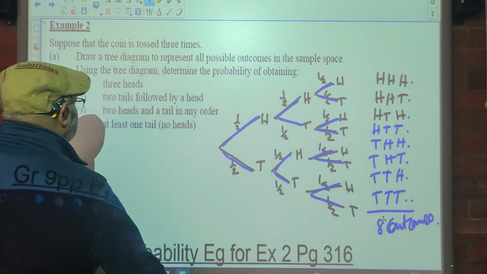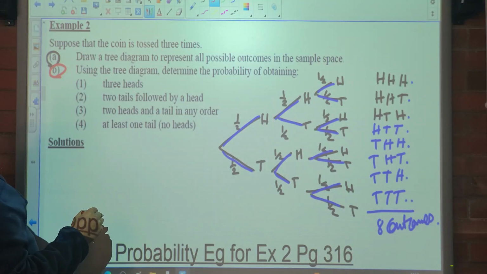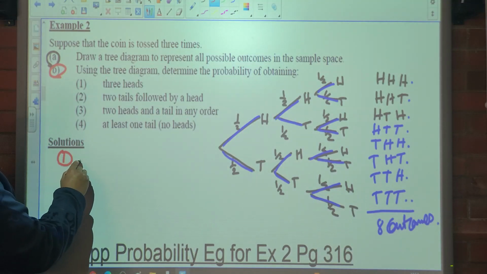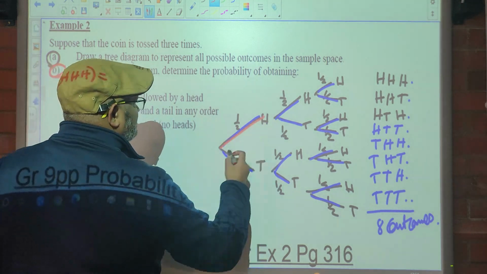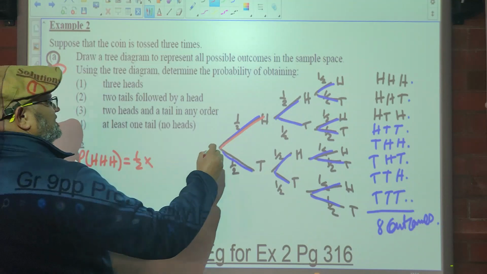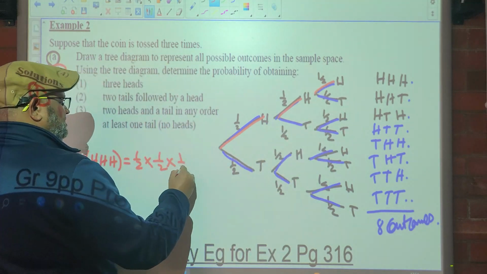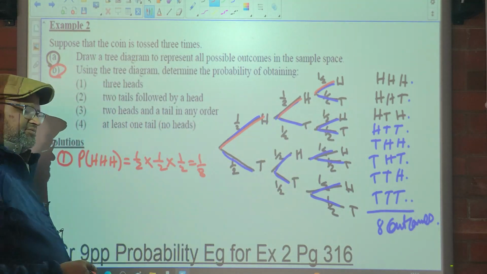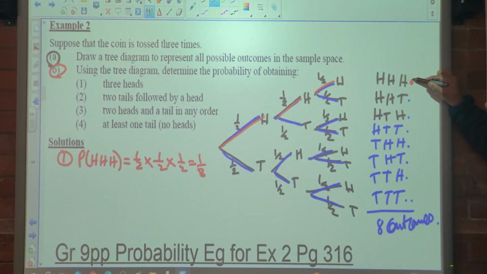B. B says, using a tree diagram, determine the probability of, in the first case, obtaining 3 heads. So what's the probability of hitting heads on the first one? Second one? The third toss? So it's going to be 1 out of 8. That's one way of looking at it. Otherwise, you could have said 3 heads. That's the only one with 3 heads. So it's 1 out of 8. You guys understand?